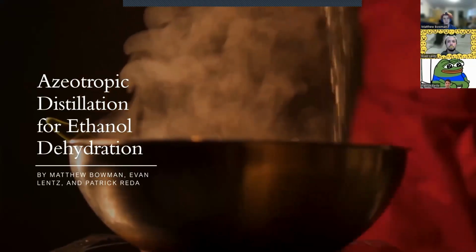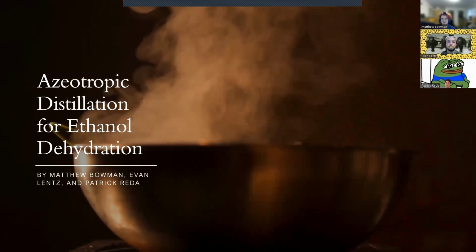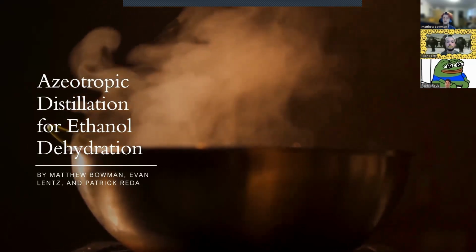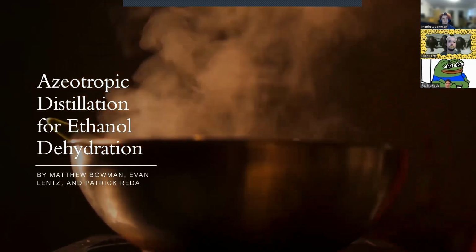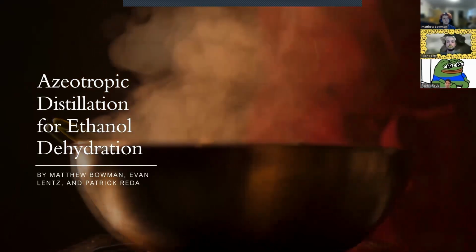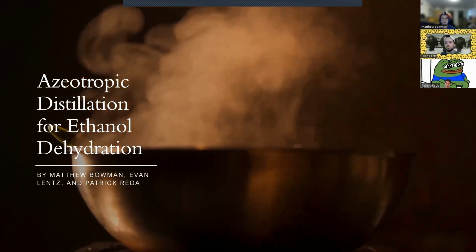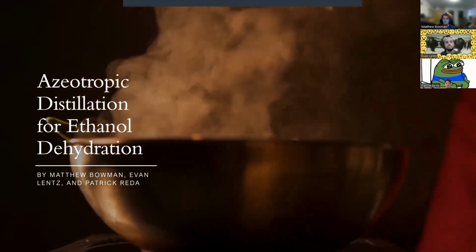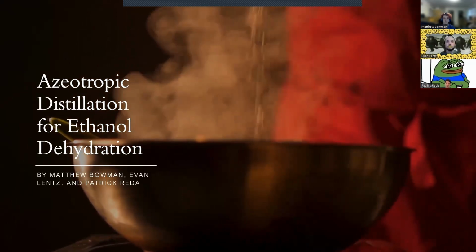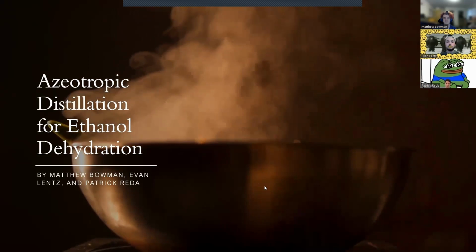Hello, everyone. This is Azeotropic Distillation for Ethanol Dehydration by Matthew Bowman, Evan Lentz, and Patrick Rita. We went and found a research article online titled Dehydration of Ethanol Using Azeotropic Distillation with Isooctane. And we will be analyzing it, showing you the things that we've learned in our Thermo 2 class that are applicable to this article and why it's cool.